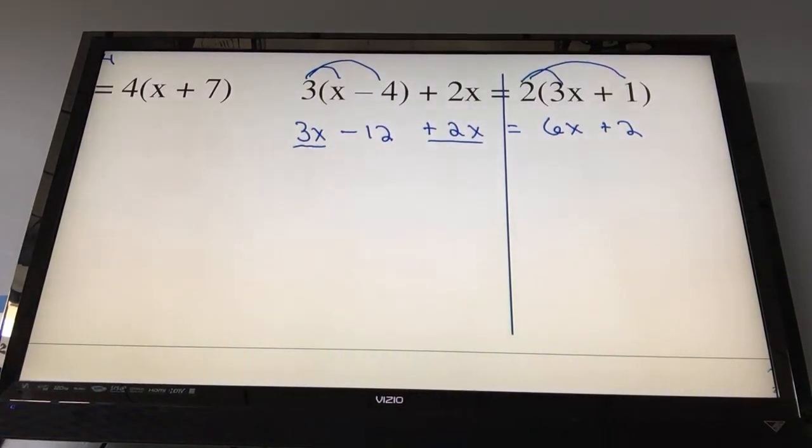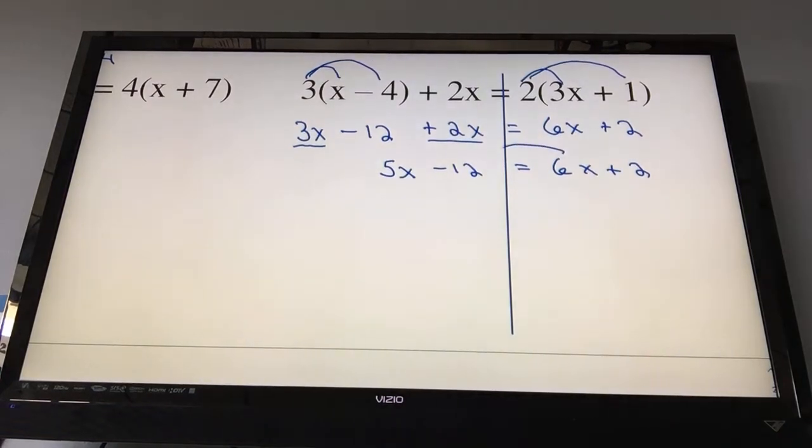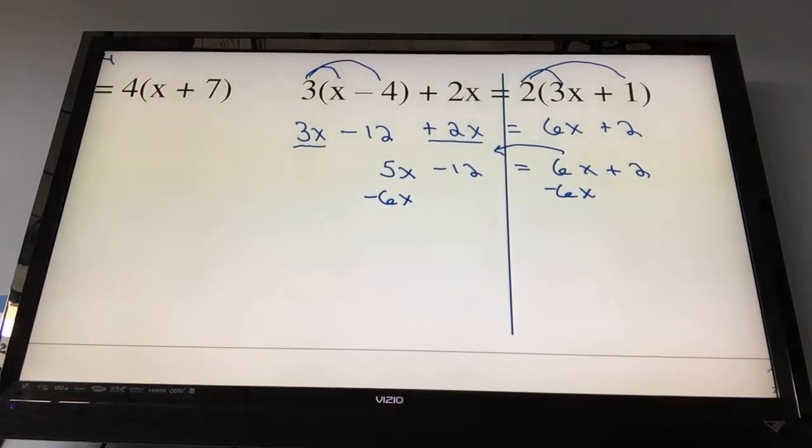Because there's like terms, I'm gonna combine those first. So 5x, 3 plus 2. What am I gonna do to move that x over? Minus 6. I would do minus 6, under the other x. And then 5 minus 6 is minus 1. Minus 12 comes down, equals comes down, cancels out, 2 comes down.